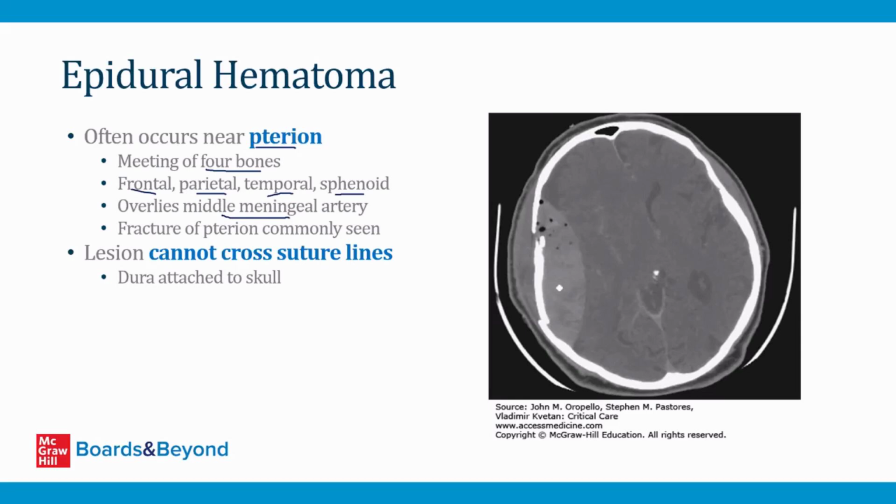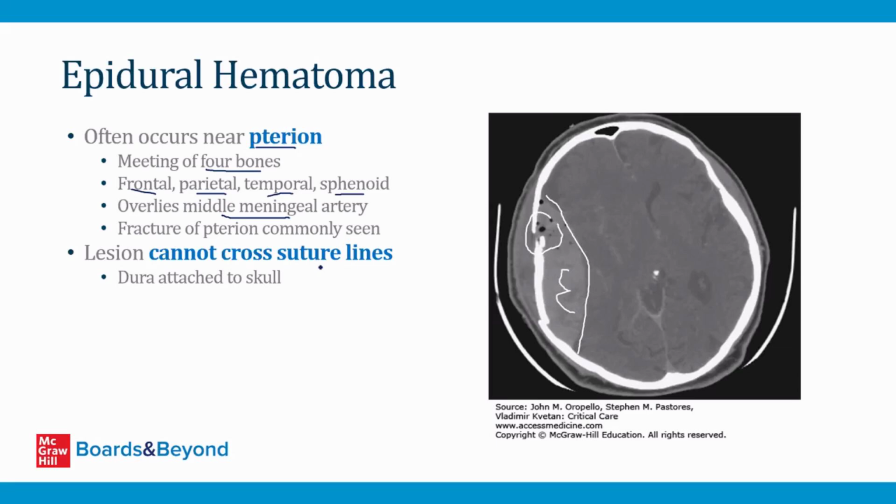And if you look at this CT scan on the slide here, this is another epidural hematoma right here. You can see it's got the biconvex shape, but also you can notice that the skull is fractured right here. And so you commonly see skull fractures coexisting with epidural hematomas, and the region of the skull that's most commonly injured is the terion.